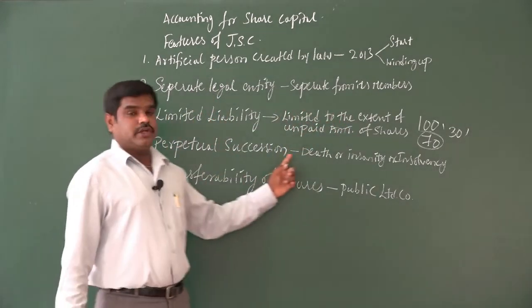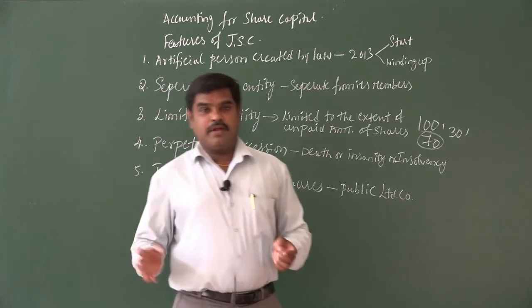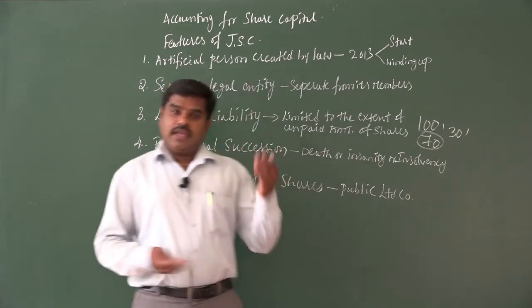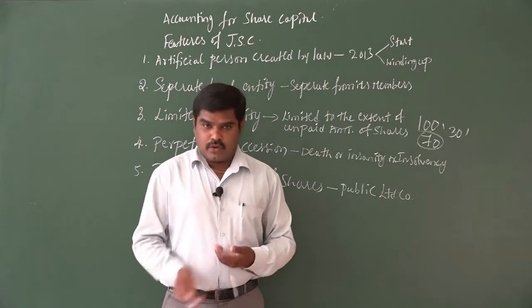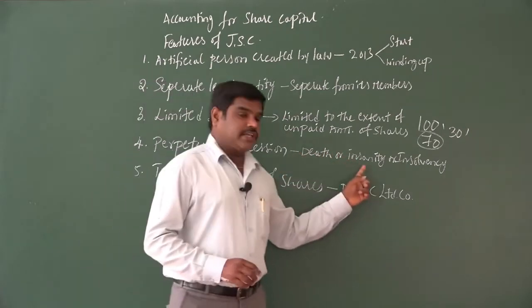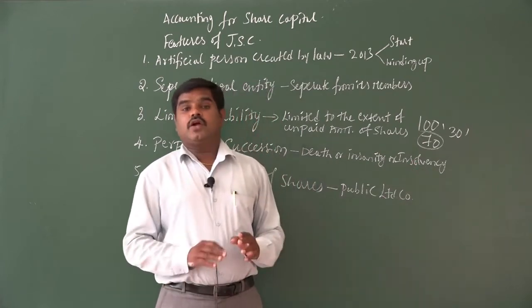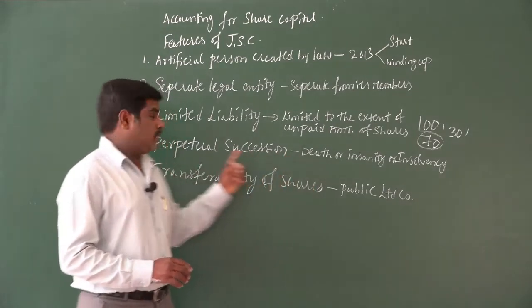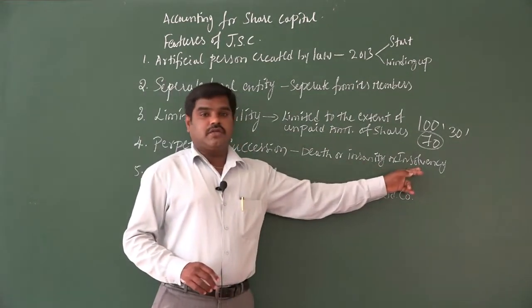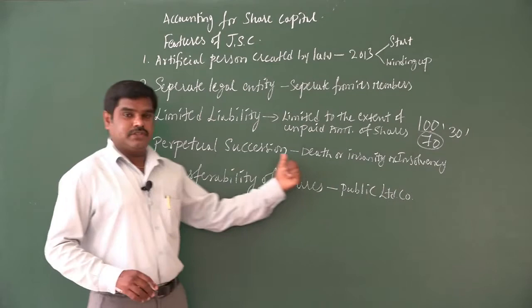Okay, next. Perpetual succession. One word you heard in first PUC: men may come, men may go, but I go forever. I think you remember that word. That means any shareholder may come, any shareholder may go, but company will be running for a longer period. Death, insanity or insolvency of any shareholder will not affect the running of Joint Stock Company. That is perpetual succession.